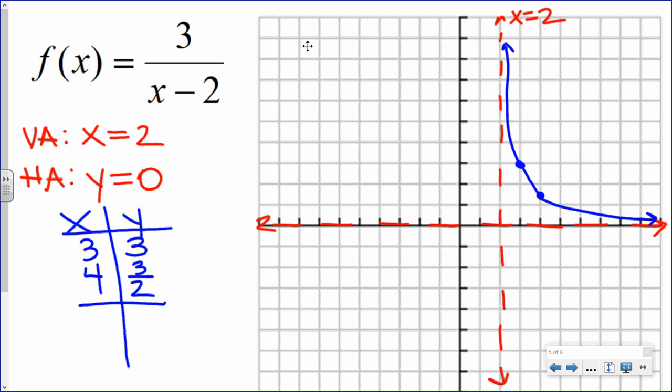Let's go to the other side of the vertical asymptote. Since our vertical asymptote is at 2, to the left, we could pick 1 and 0.